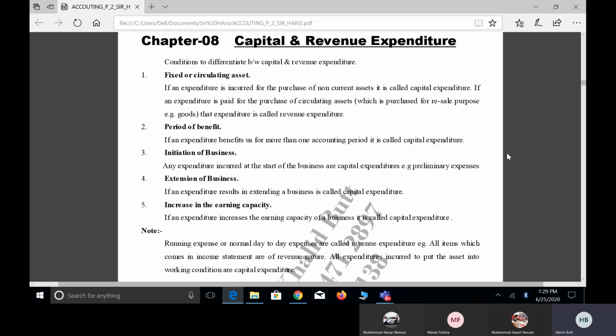Next condition is period of benefit. If an expenditure gives you benefit for more than 1 year, it is a capital expenditure. Otherwise, it's a revenue expenditure. For example, you have paid salary to your employee for 1 year. That is your revenue expenditure because you have made the payment, the expense has been incurred, and the benefit is also utilized by you.